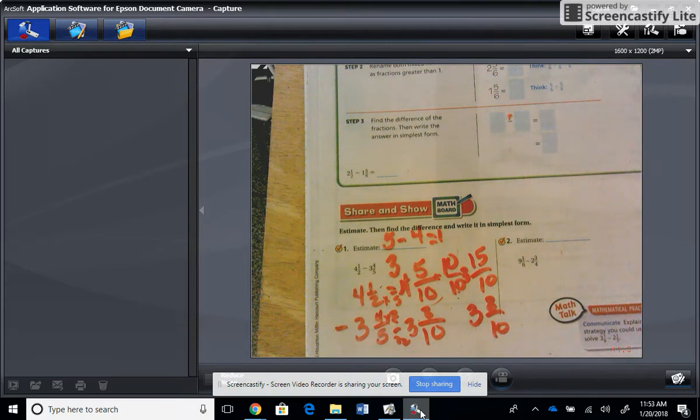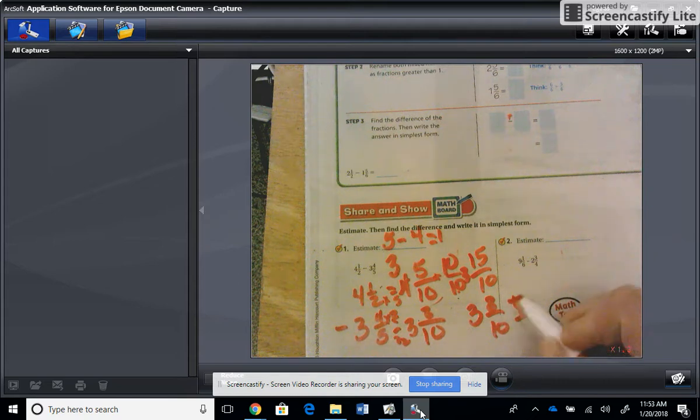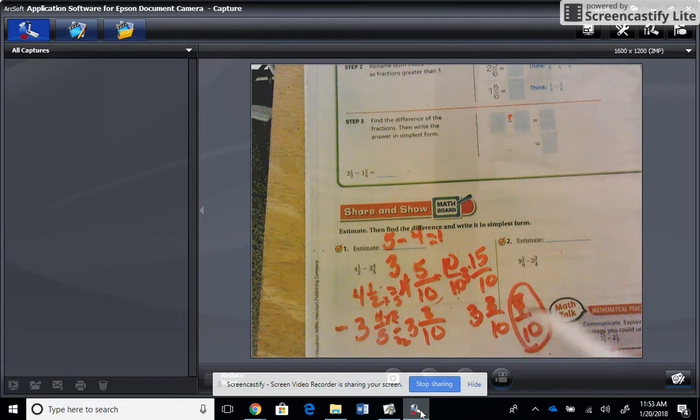I can do that now, and what do I get? 15 take away 8 is, whoops, sorry, 7 tenths. 3 take away 3 is 0. So it's 7 tenths because 7 is a prime number and it can't go into 10. So my answer is 7 tenths.